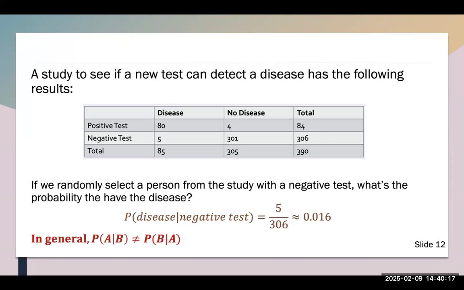In the last one, it was 5 out of 85, given that they had the disease, what's the probability they have a negative test. But when we switched them here, it's 5 out of 306. So probability of A given B is not necessarily equal to probability of B given A.